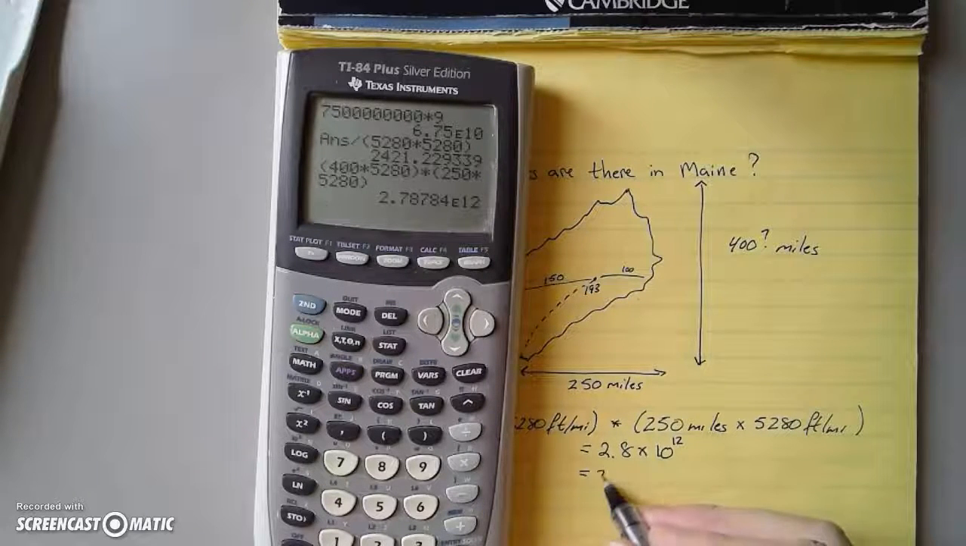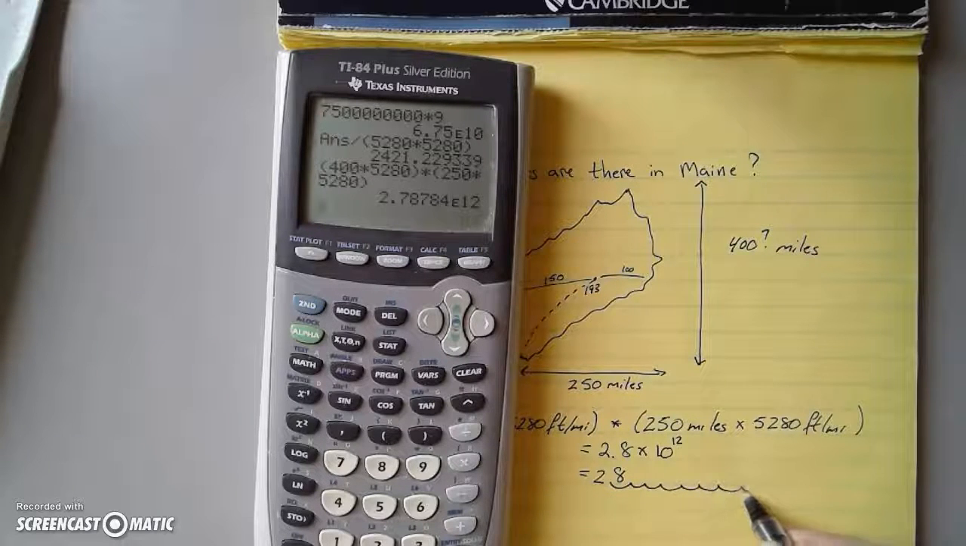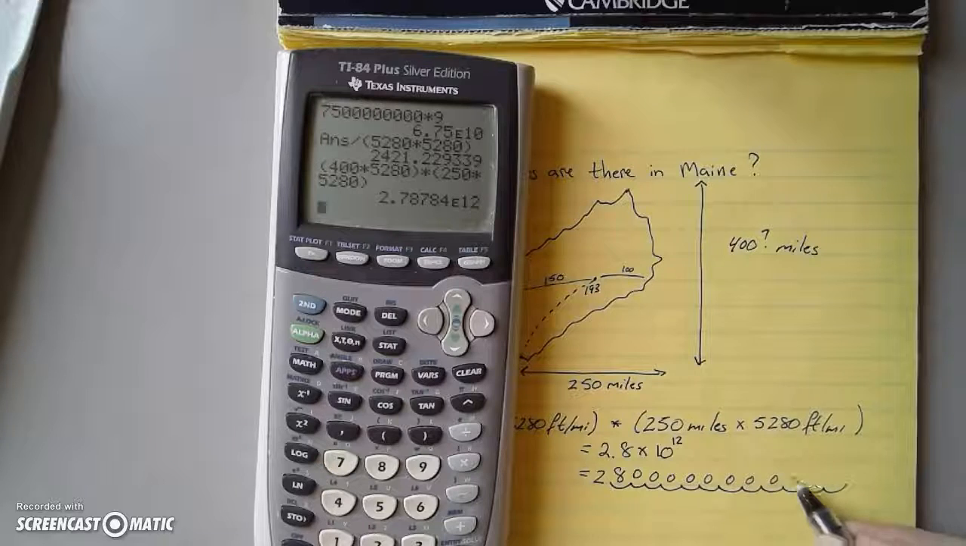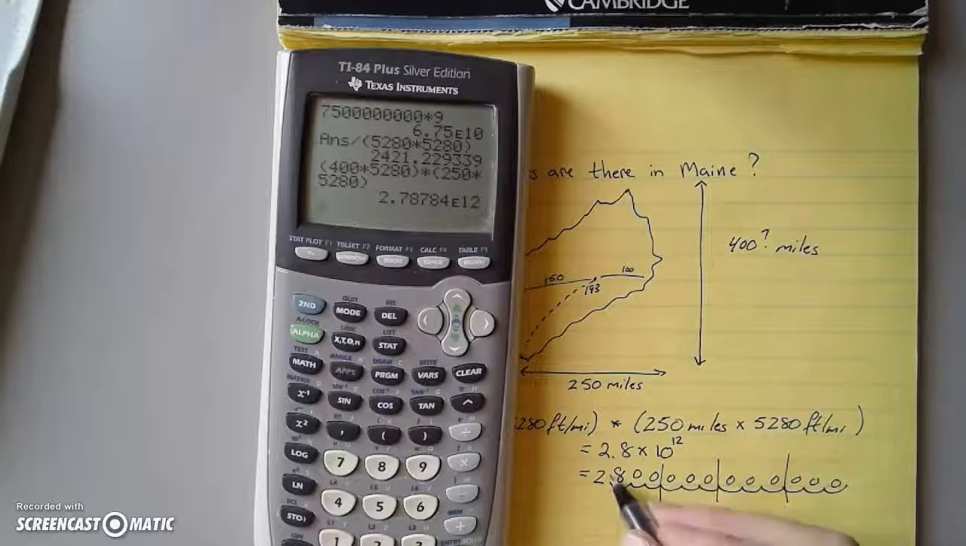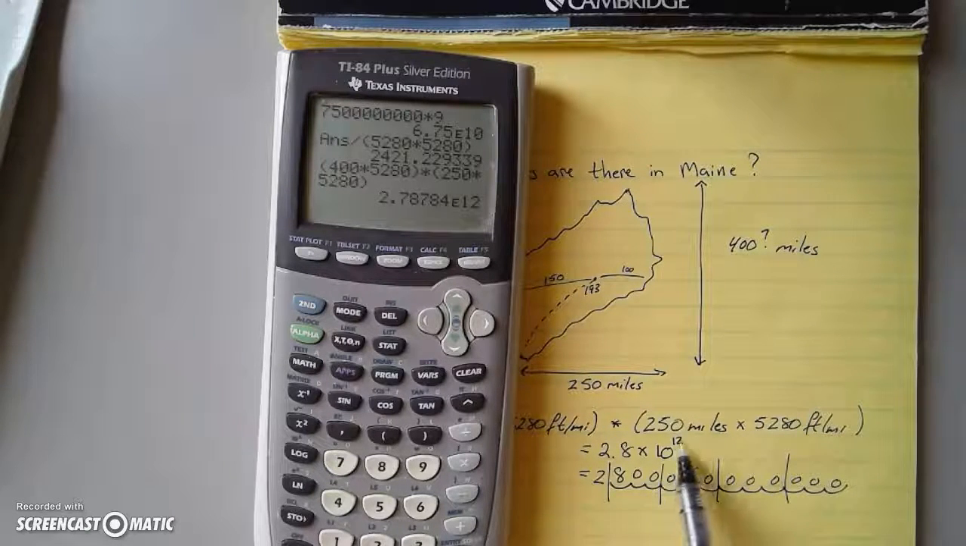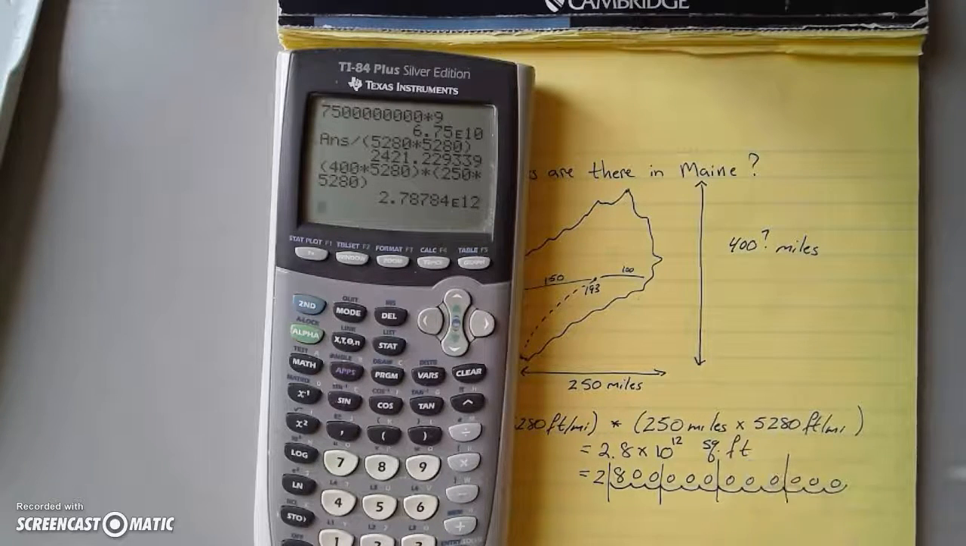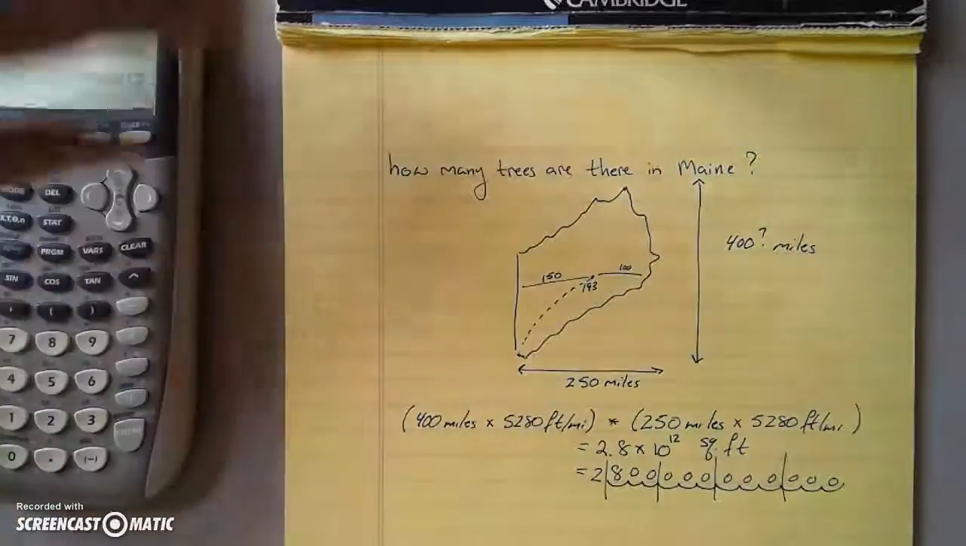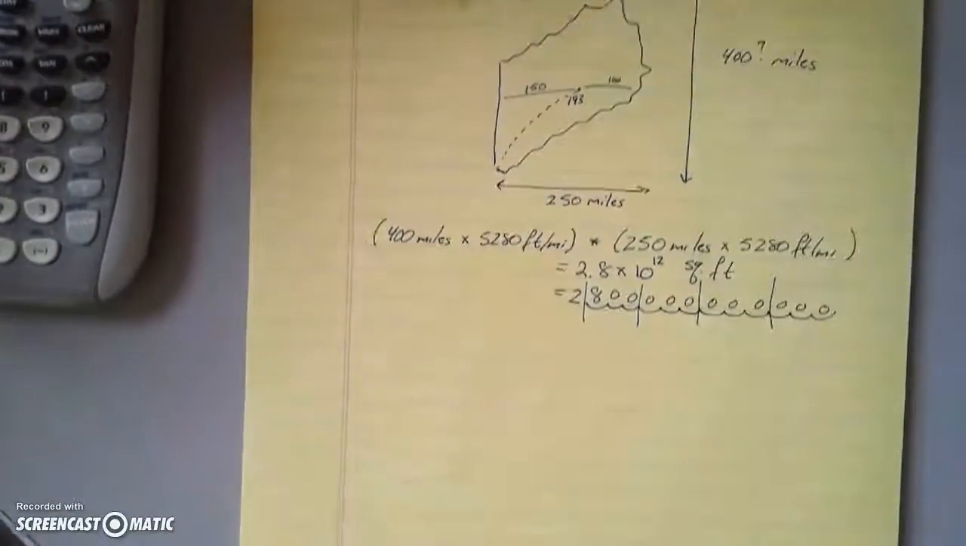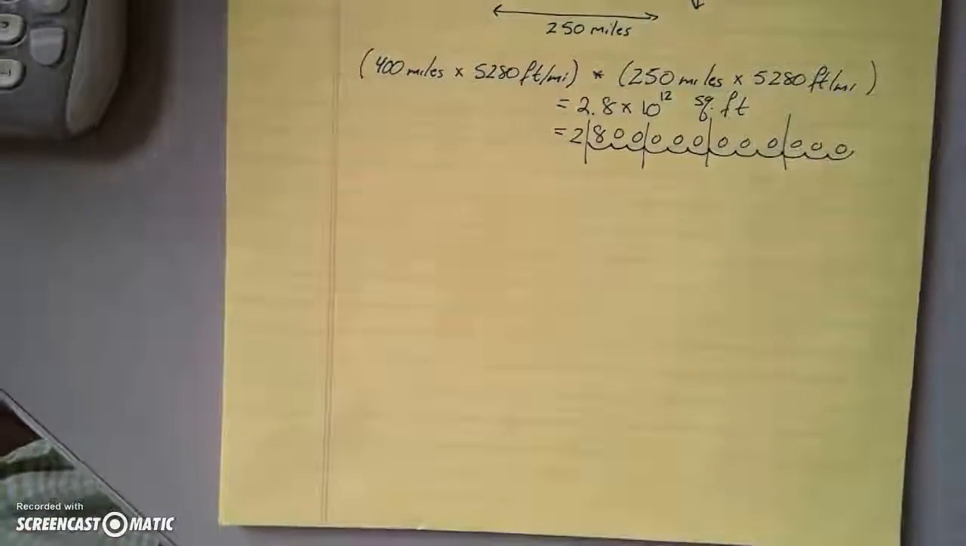Or you could write this as 28, then 1, 2, 3, 4, 5, 6, 7, 8, 9, 10, 11, 12, and put a 0 in all those empty spaces. But these numbers can be a little unwieldy to use. And again, notice, millions, billions, trillions, 10 to the 12 is trillions. So we have 2.8 trillion square feet. Well, how do I use that to find trees?